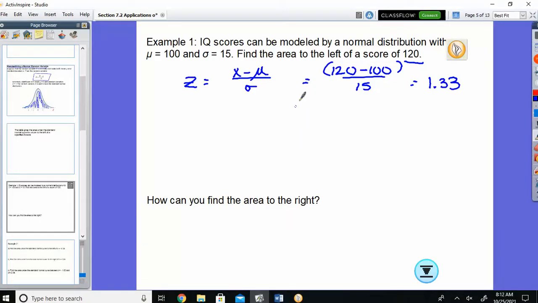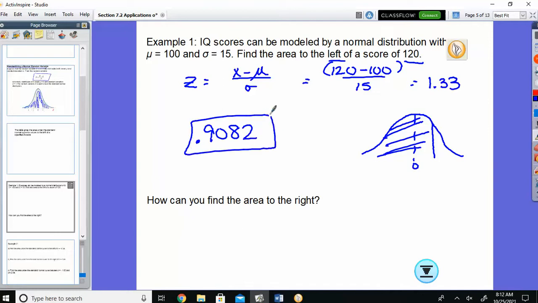I asked you to give me area to the left. Okay, if you're looking at the top of that, this is like a 0 at your mean. That's when you're at 0. 1.3 is above the mean. The table gives you the area to the left, so that is the number I want. So it's just the 0.9082.